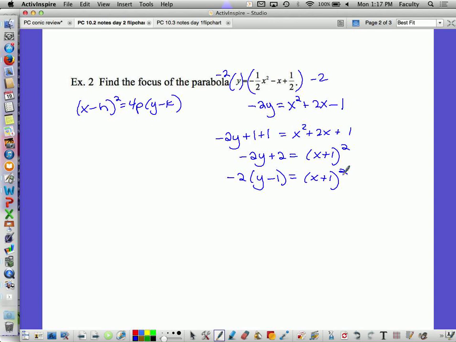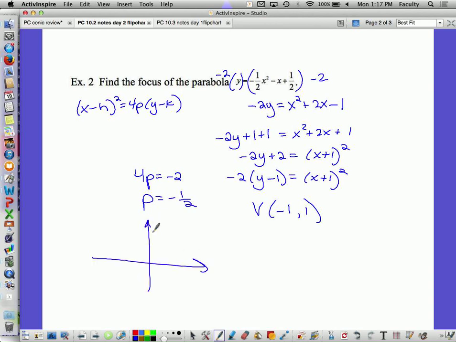So I can now tell the vertex is (-1, 1). Now I have to find the vertex in order to get the focus. Do you understand that? I need the vertex. And the other thing is, the 4p, what's in front of y minus k, that has to equal 4 times p. So p is -1/2.